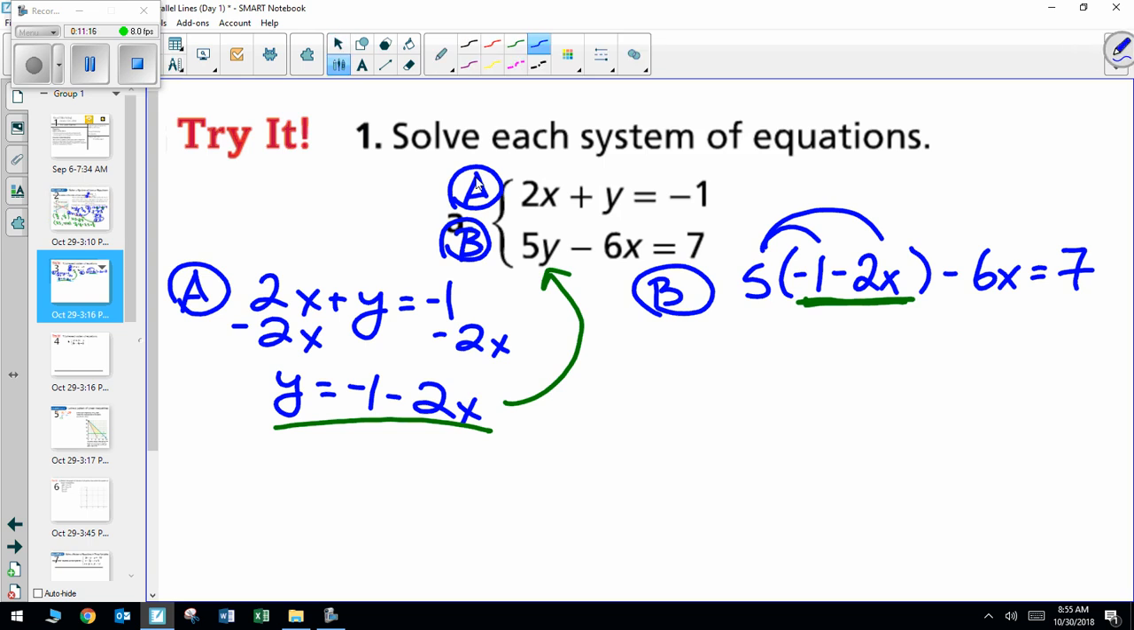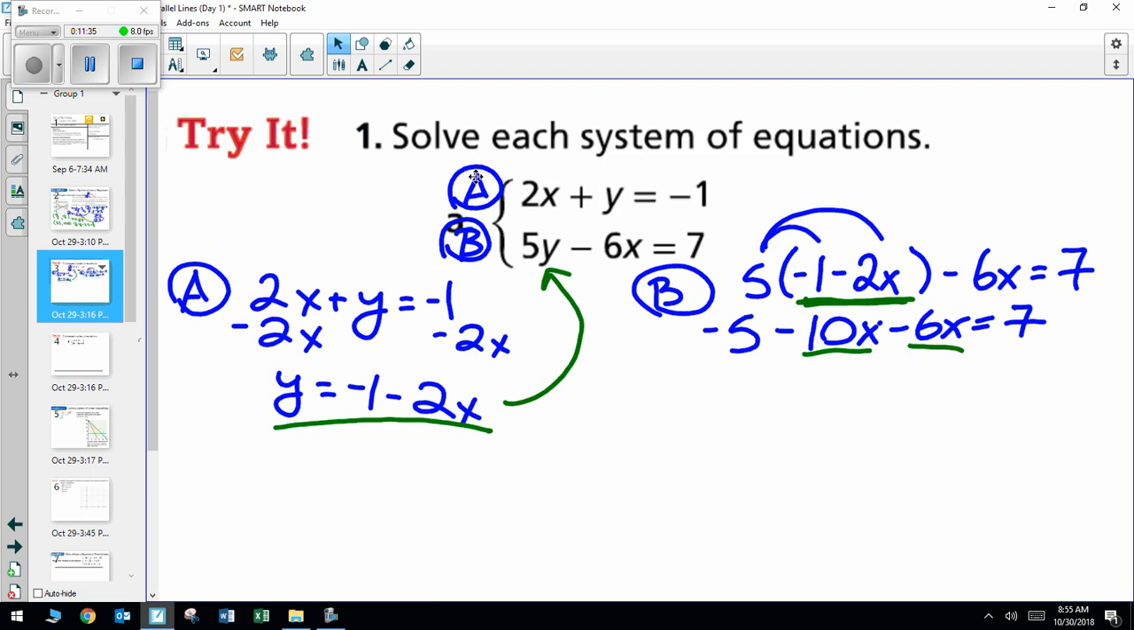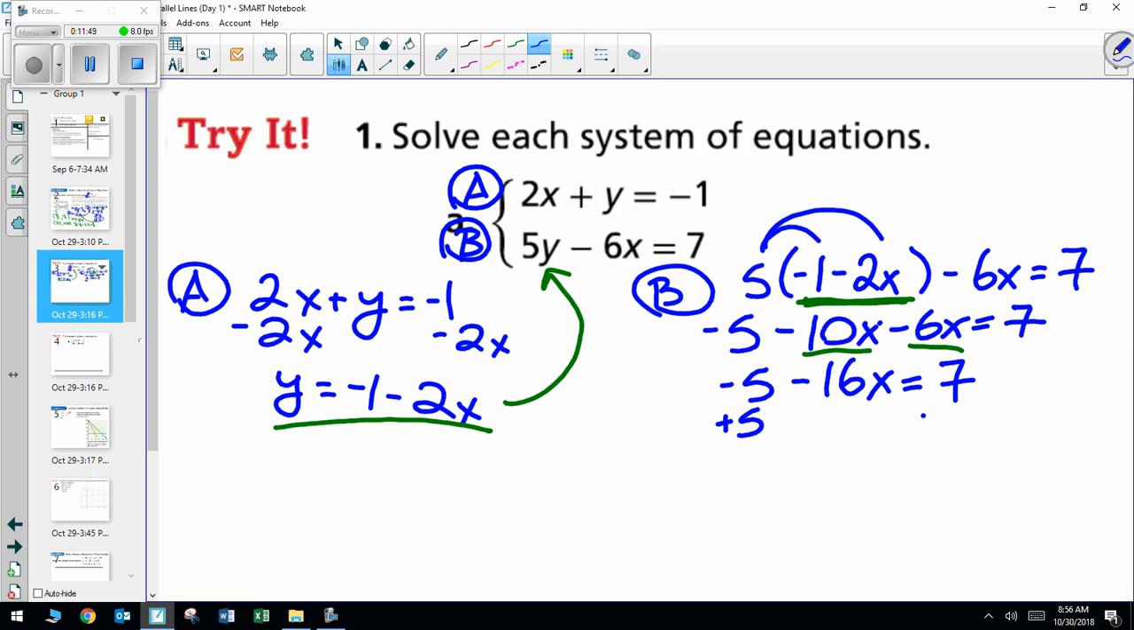Now I just have to solve this. 5 times -1 is -5. 5 times -2x is -10x. Okay, and then the x with it. Minus 6x equals 7. Combine like terms. We have some like terms to combine with this -10x. So -10 minus 6 is going to give me -16x, and I still have -5, so -5 minus 6x equals 7. I'm going to have to add 5 to both sides. And we get -16x equals 12.